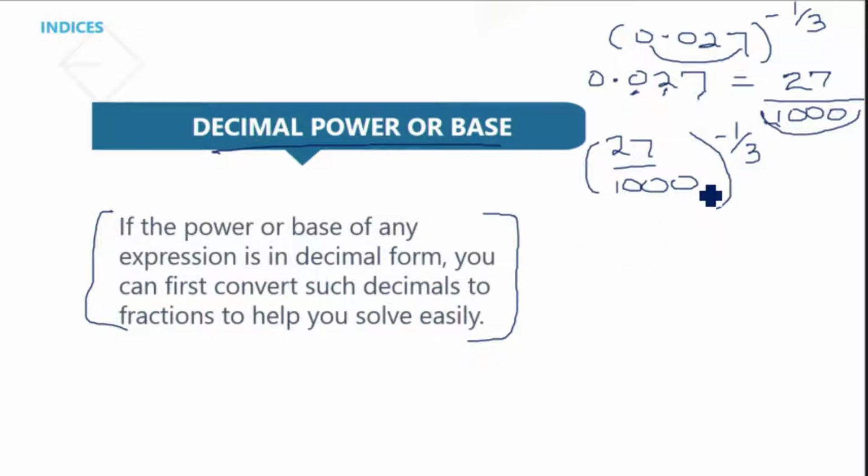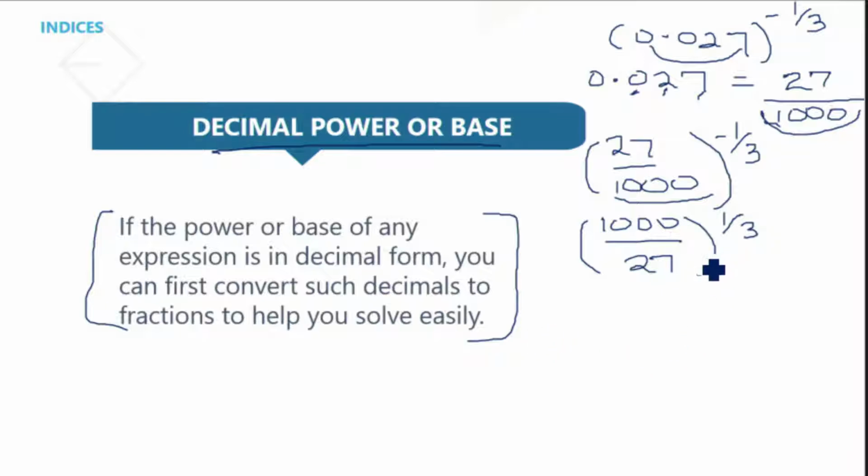So if we're going to invert this fraction, we're going to take the reciprocal of this fraction here, and the negative sign disappears. So it's going to be the denominator coming up. This is what you do for fractions, and the numerator coming down. So we change their positions. So we have 1000 over 27. So this is the reciprocal of this number, okay? And because we have taken the reciprocal, we're going to do away with the negative sign. So it's still raised to the power 1 over 3. This is what we have now.